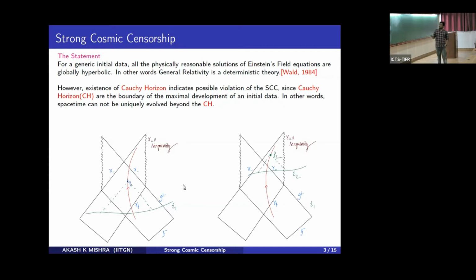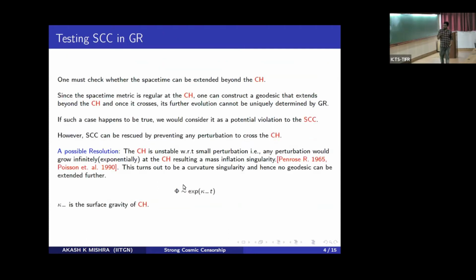Therefore, if you throw a perturbation, let's say, into the black hole, and it goes into the Cauchy horizon, its further evolution after it crosses the Cauchy horizon is not determined by GR, and that we would consider here as a violation of cosmic censorship.